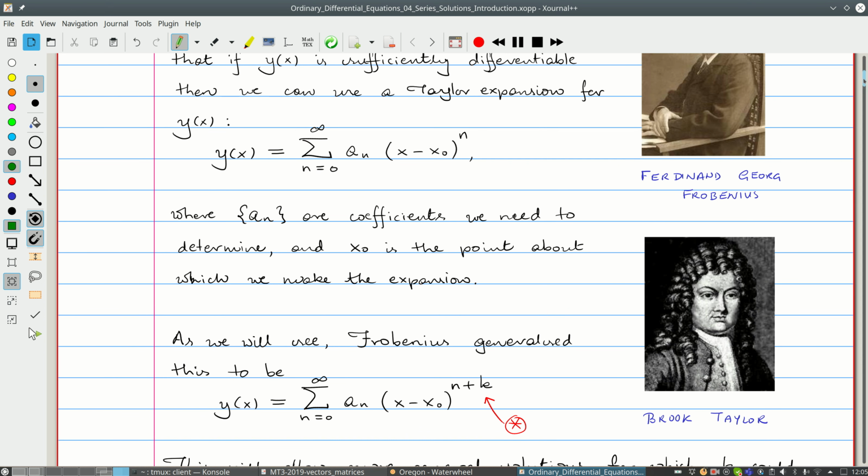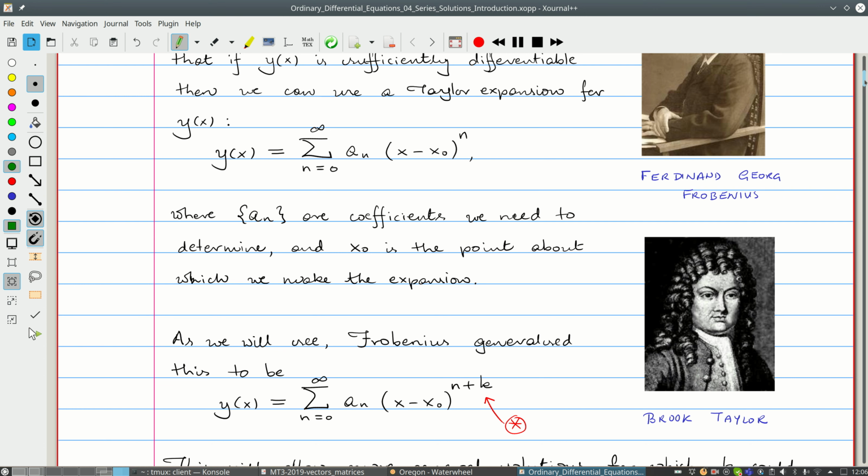Now, Frobenius generalized this. What he said was that this is not enough. What you need is a function which is slightly different: y is equal to, again, the sum from n equals 0 to infinity of a_n, but x minus x naught is now raised to the power of n plus k, where k could be any general, finite real number. And what k lets you do is represent more general functions for which a Taylor series might not be allowed about x equals x naught, and these could be functions with a singularity in them.